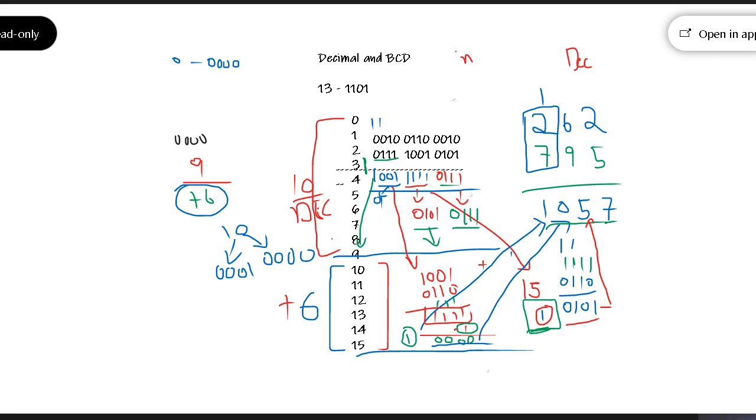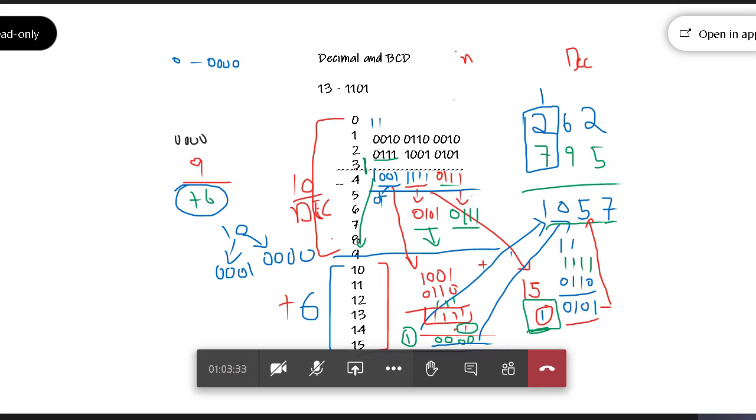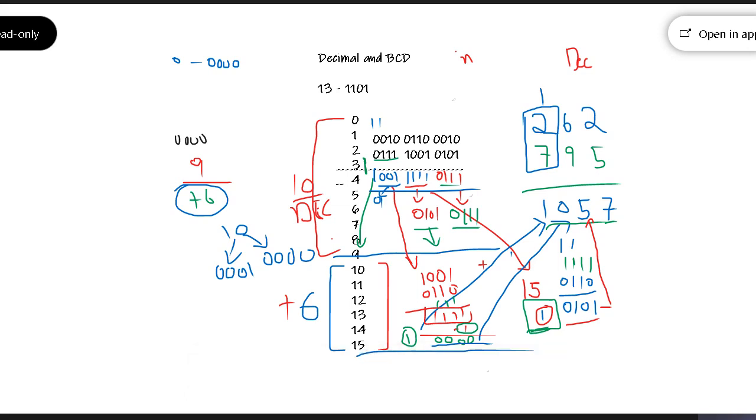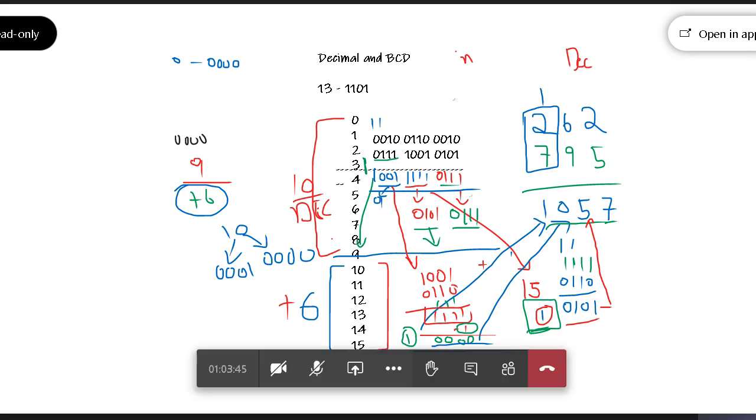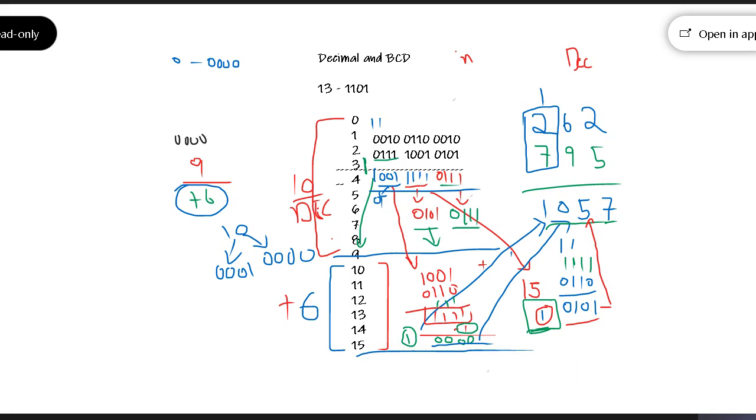Just check the slide. Lecture 8, slide 9. You just check it. It's clearly explained how to add that particular thing. Basically, you will be adding it to the least significant bit. When you add 6 to it, you will get that one value, and then you again shift to the left-hand side. Just go through it.